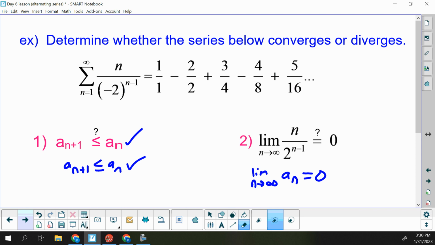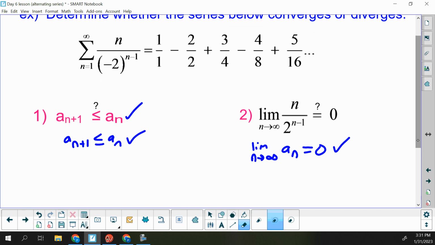We've got an exponential in the denominator. We've got an n, or you can think of it as a polynomial, in the numerator. We saw in Unit 6 that exponentials will always grow more quickly than anything that's polynomial or a power. So therefore, the bottom's going to get bigger much faster. So this will go to 0. So that does check out.